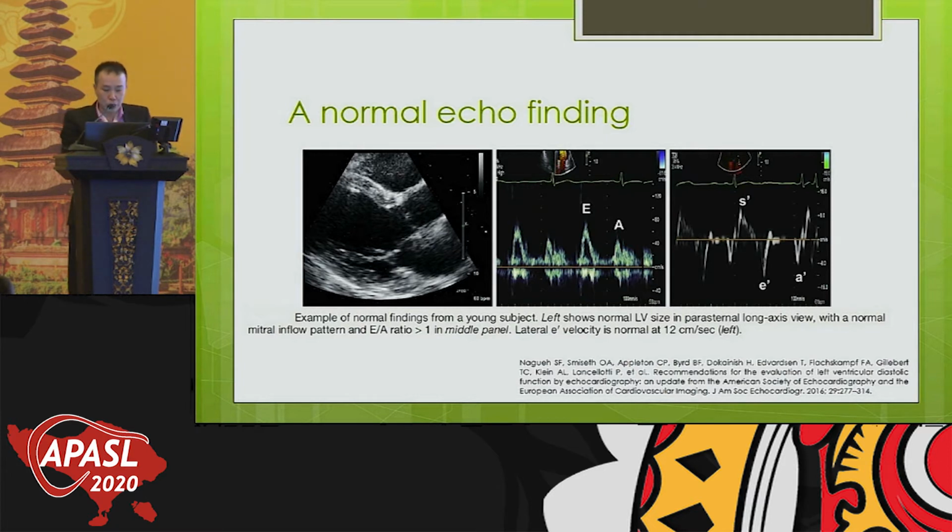So this is important. The reason why all this is important is that the EA ratio is very affected by loading conditions. So in cirrhosis in particular, the EA ratio is not always the best measure. That's because you get a lot of blood pooling in the splanchnic bed. You often get reduced preload, and that can result in low EA ratios, irrespective of what's going on in the heart. But the E prime, which we can see there, is relatively preload independent. So that's actually important. It reflects the status of myocardial relaxation.